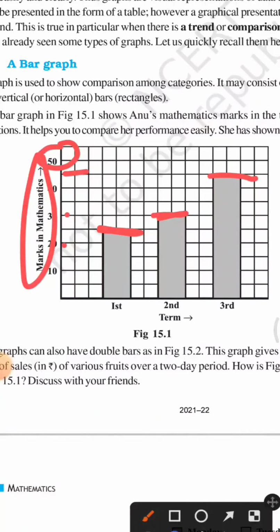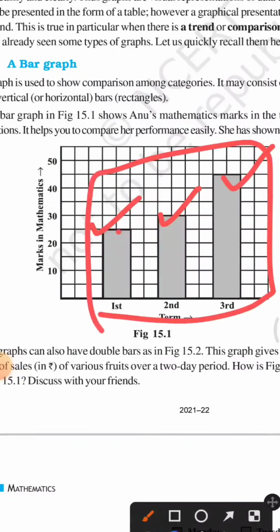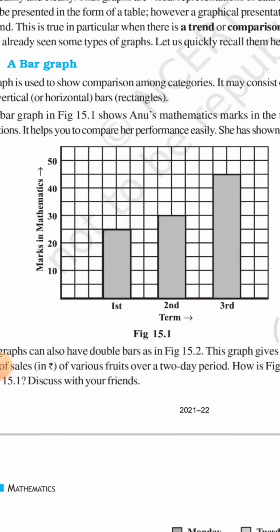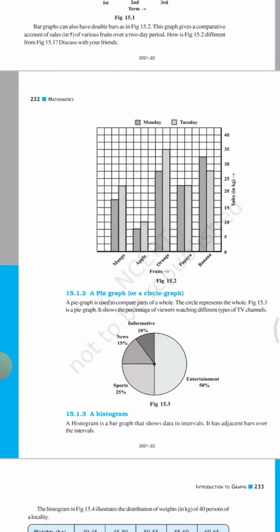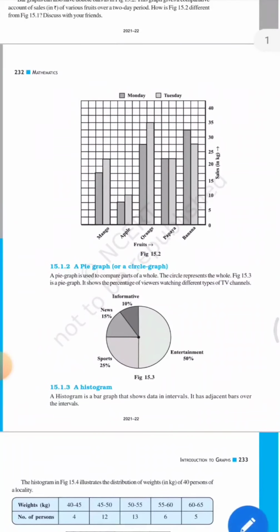Okay, so in this bar graph you can see the data in the form of representation of rectangles. Here three rectangles are given, and in front of them their numbers or their data is shown. So you can see the bar graph in that format in figure 15.1. Okay, now see, you have a double bar graph here.